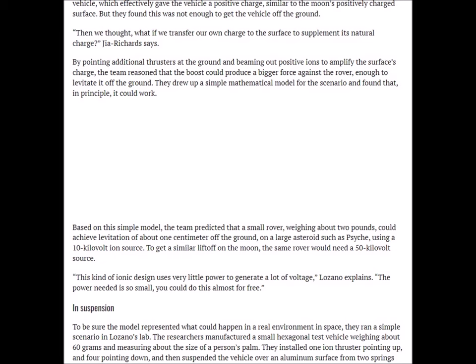To be sure that the model represented what could happen in a real environment in space, they ran a simple scenario in the research lab. The researchers manufactured a small hexagonal test vehicle weighing about 60 grams and measuring about the size of a person's palm. They installed one ion thruster pointing up and 4 pointing down, and then suspended the vehicle over an aluminum surface from 2 springs calibrated to counteract Earth's gravitational force. The entire setup was placed within a vacuum chamber to simulate the airless environment on the moon and asteroids.